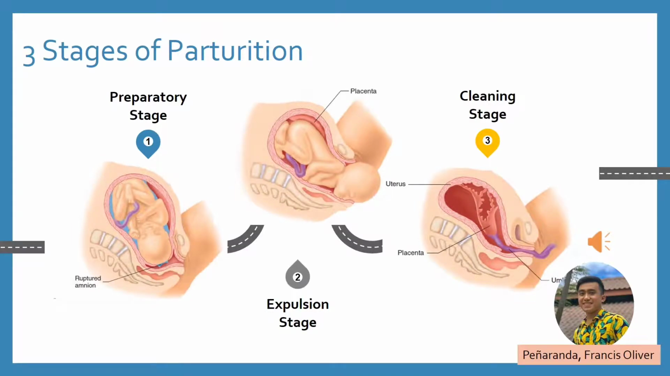So these are the three stages of parturition. First, the preparatory stage. Second, the expulsion stage. And third, the cleaning stage.